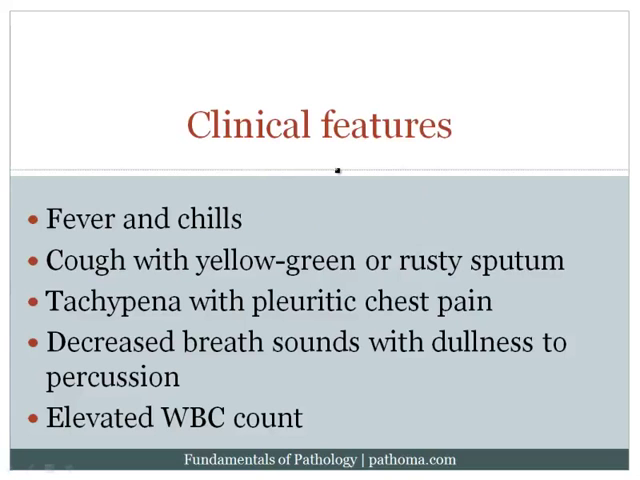Clinically, the patients who have pneumonia present with fever and chills. That's because the organisms often leak out into the blood, which then results in fever and chills. There can be cough with yellow-green or rusty sputum. The yellow-green would represent pus and the rusty sputum representing blood. Tachypnea with pleuritic chest pain can also be seen. This is particularly important, the pleuritic chest pain.